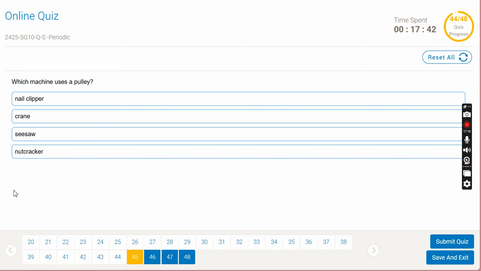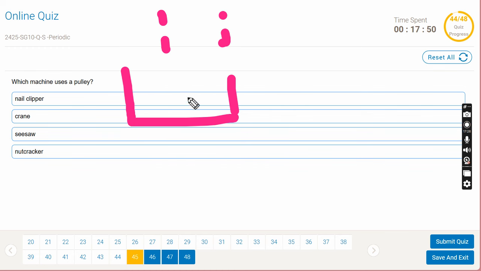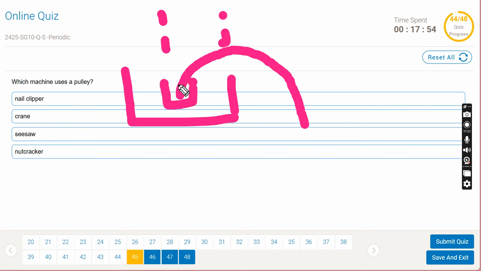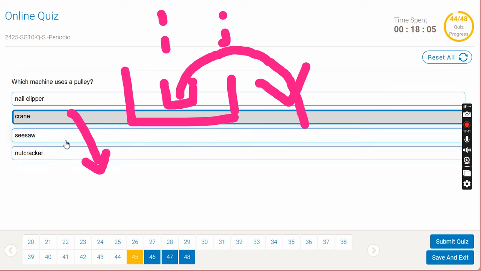Which machines use a pulley? Now remember, what is the process of a pulley? With a pulley, you are just applying force on one side. So you're pulling it up. You can see this is a well. There may be a water bucket attached to this end, and you're just applying force here. Now, which one applies force only on one end? That's your crane, when it wants to pick up objects, right? So a crane, not a nail clipper, not a seesaw, not a nutcracker.